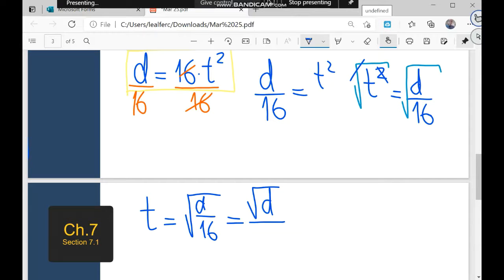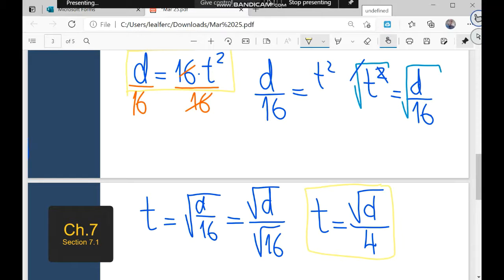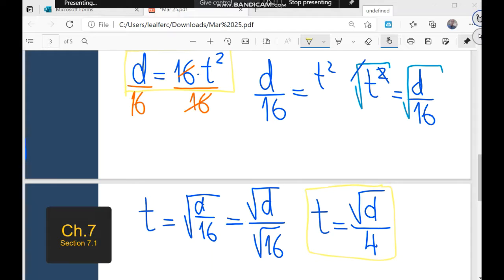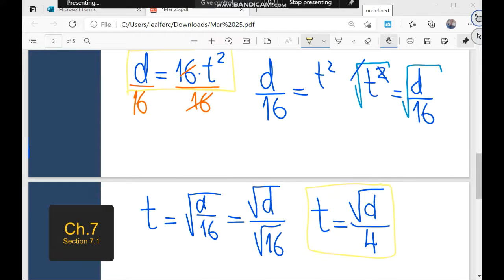And you can also simplify a little bit more, because you can break it down like square root of d over square root of 16. That means the formula, the final answer is going to be t equals the square root of d over 4. Okay? I'll write this d here a little bit nicer. D over 4. Okay. This is the same formula, but you change it. You now are solving for t, for time, instead of solving for distance. Okay? So it's the same formula.